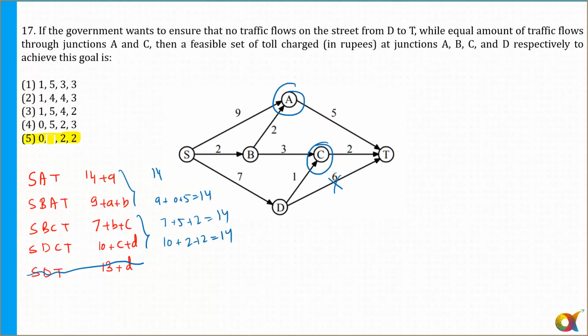So this task can be solved with the help of options. Can I move to the next question? Please respond. Guys, yes? Okay.